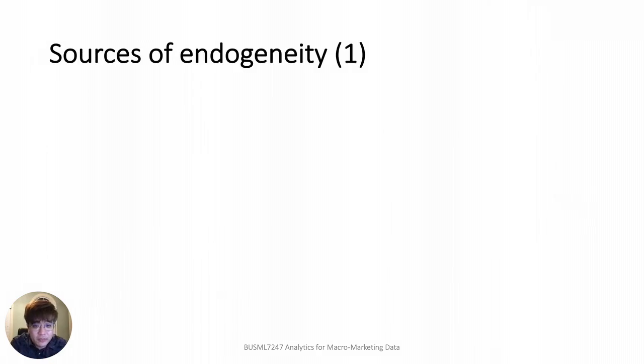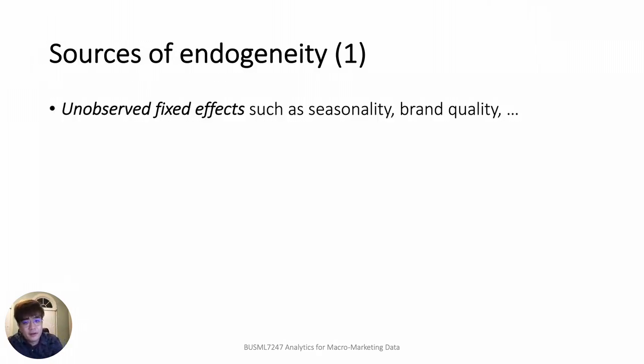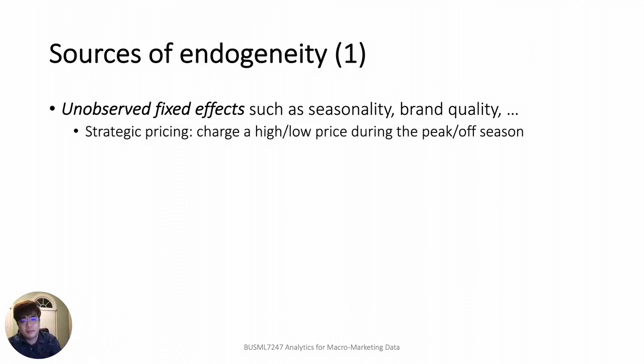There are various reasons that potentially lead to the endogeneity. First, if there are unobserved fixed effects such as seasonality and brand quality, the endogeneity may appear. For example, suppose that there is a firm that strategically prices its product to have more profits. So the firm charges a high price during the peak season, but a low price during the off-season.